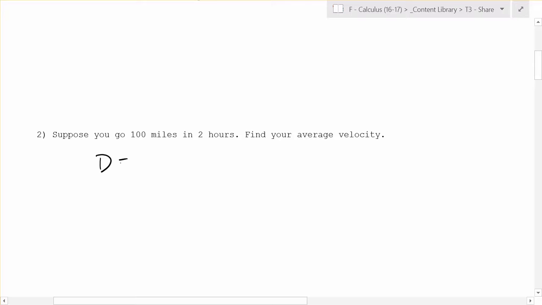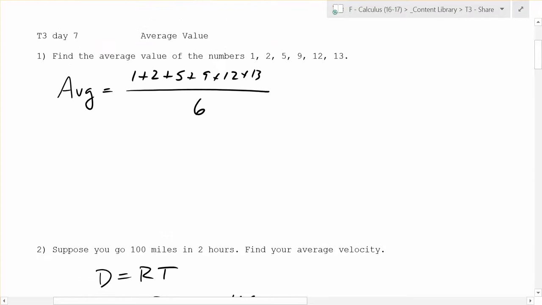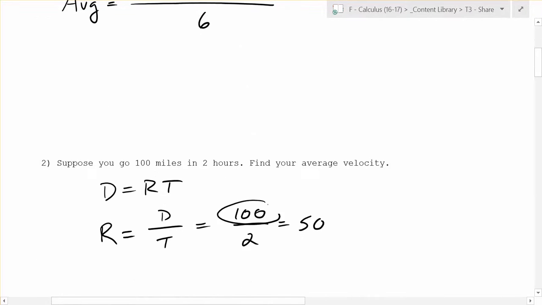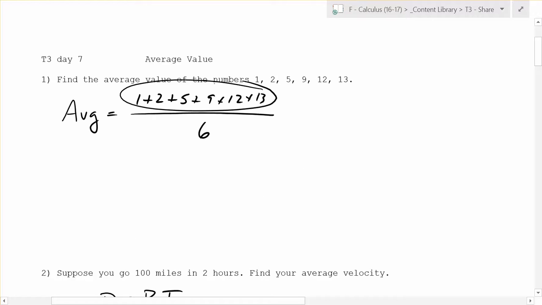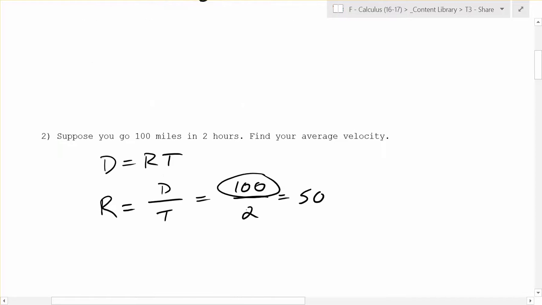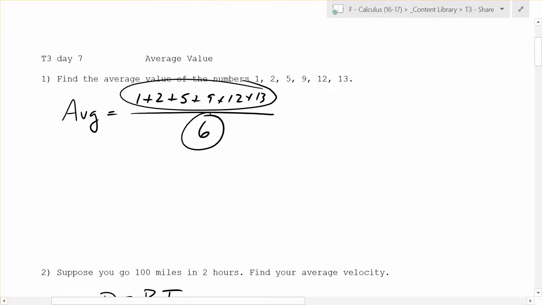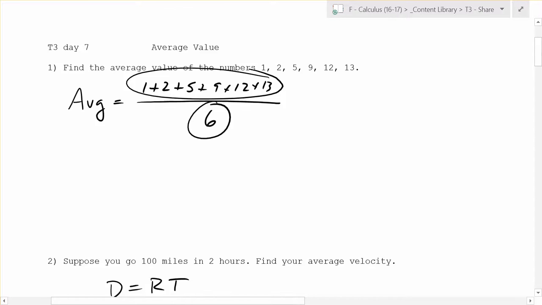Yeah, and that comes from distance equals rate times time, right? So effectively you're finding your rate, which is distance over time. In this case, it would be 100 miles divided by 2, so that would be 50. So is that another average? Absolutely. This is the total distance traveled, or let's say points scored, and then you're dividing by the time it took, or the number of people, or the number of games the person played. It's the exact same idea.